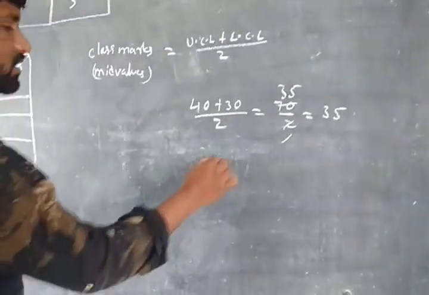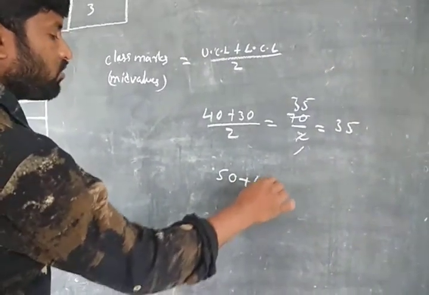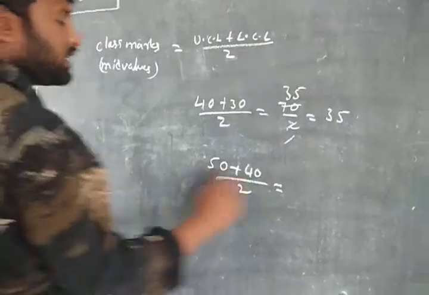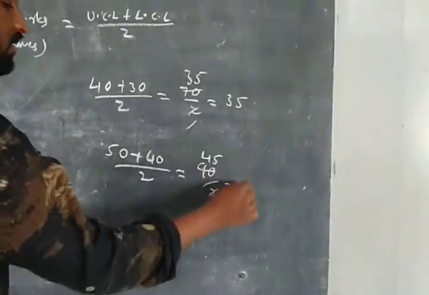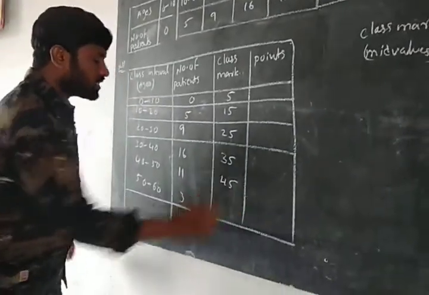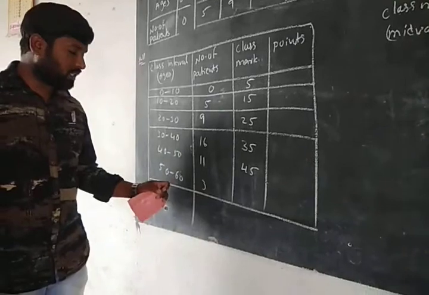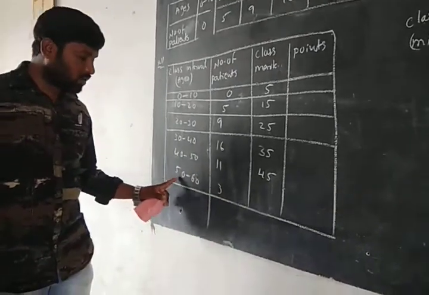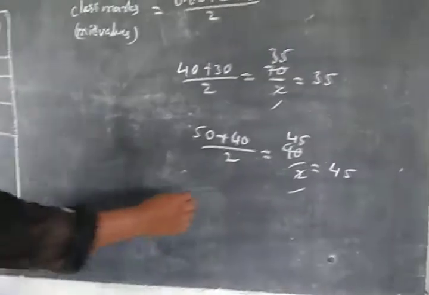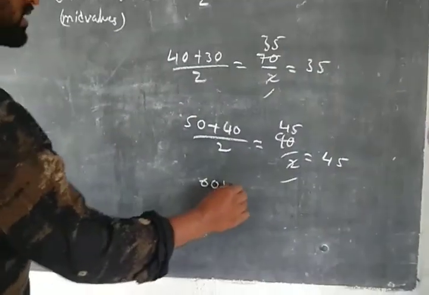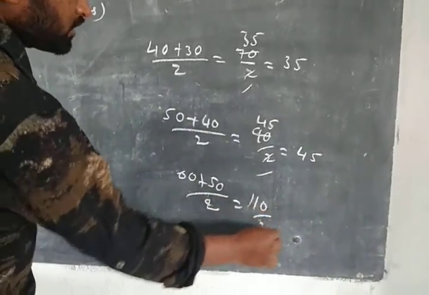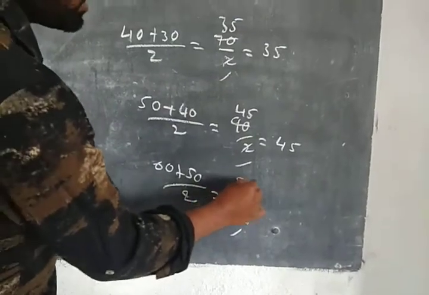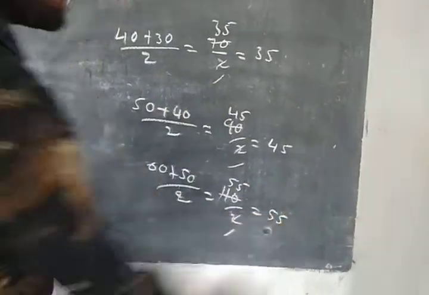Then we can write it as 50 plus 40 by 2, that is 90 by 2, two 45s are 90, so we get 45 here. And the last class, the 50 to 60 age group: the upper class limit is 60 and the lower class limit is 50. Then 60 plus 50 by 2 means 110 by 2, two 55s are 110, so we get 55.